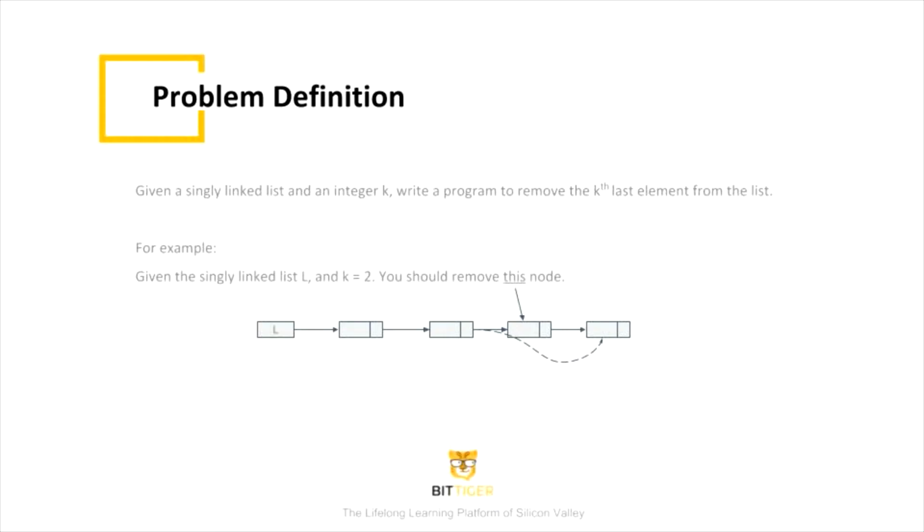For example, let's say we're given the singly linked list L, which has 5 nodes. If k equals 2, this means you should remove this one, which is the second to last node. As we all know, in a linked list, if you want to remove a node, you can achieve this by linking the previous one with the next one. In other words, if we want to remove this node, we can link the previous node here with the next node here. But before we address this part, how can we find this node?